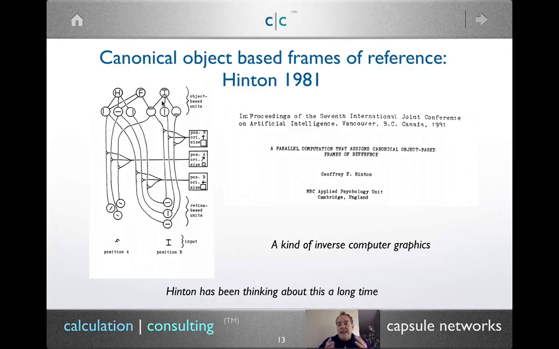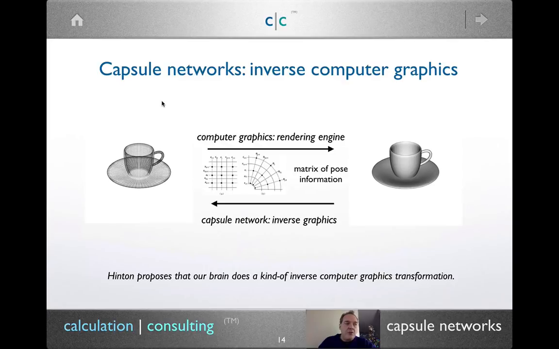So Hinton describes this as a kind of inverse computer graphics. The idea that your brain would form little orientational vectors as you're looking at things. Very old idea, the notion of inverse computer graphics. Well, what's the idea here? Imagine you have a wireframe of something like a cup, and the cup is moving around in space, and we'd like to describe how it moves. If you have a rendering engine, the rendering engine has a 3D rotation matrix, and maybe a 4D matrix, which can describe scale and skews and things like this. It's a matrix of pose information.